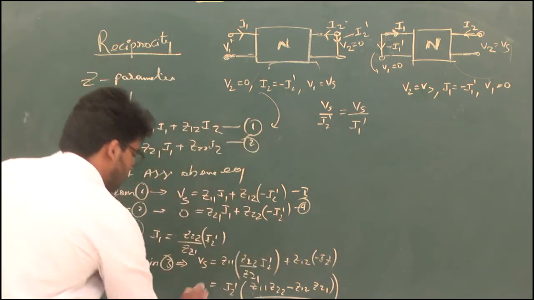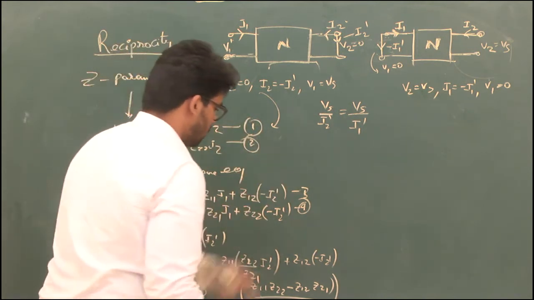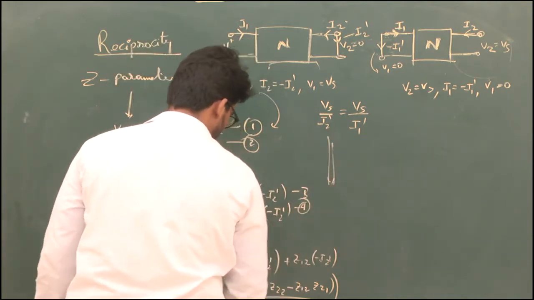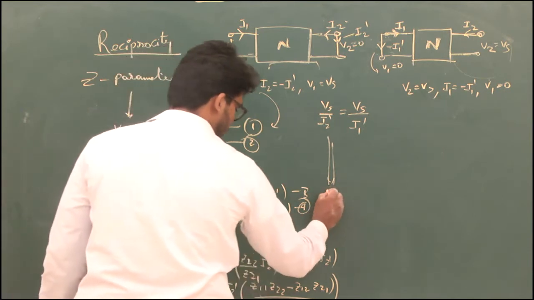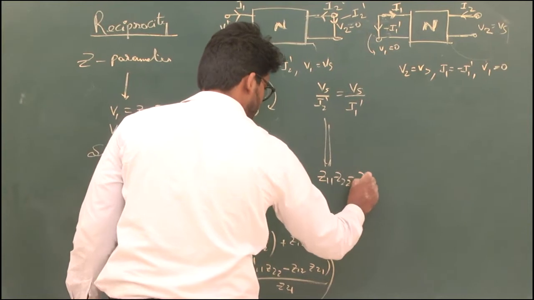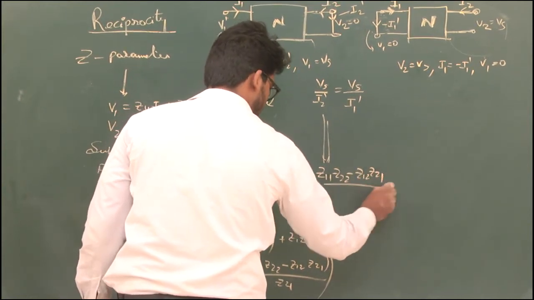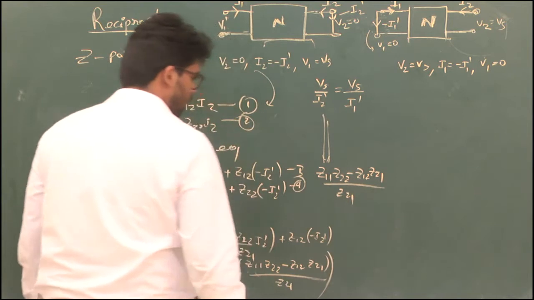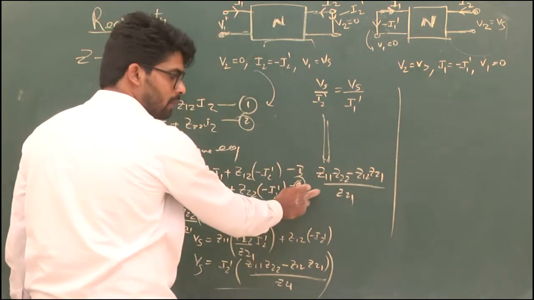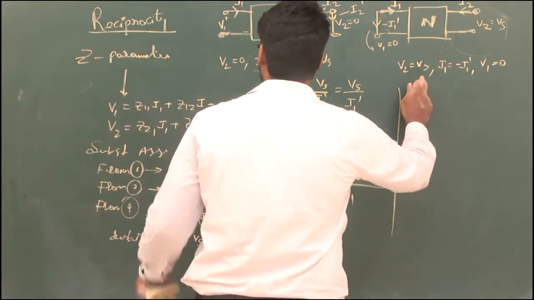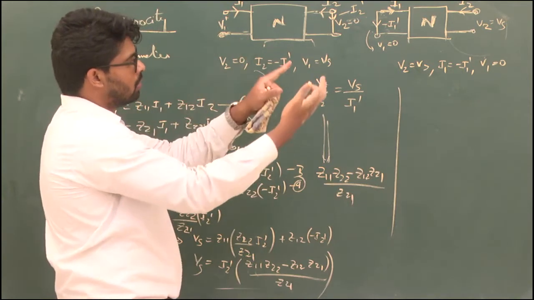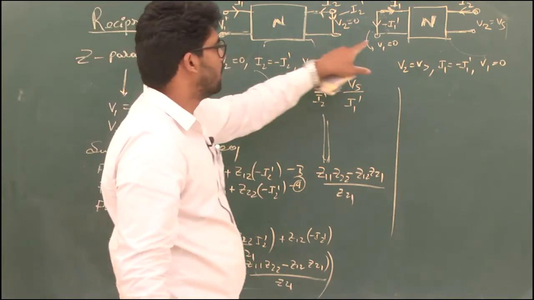Okay. So we require Vs by I2. Vs by I2 will have a value of Z11 Z22 minus Z12 Z21 by Z21. Now you got Vs by I2 dash as this value. Now again we remove this source and replace it at the other side, and again short circuit this. This is the same circuit.